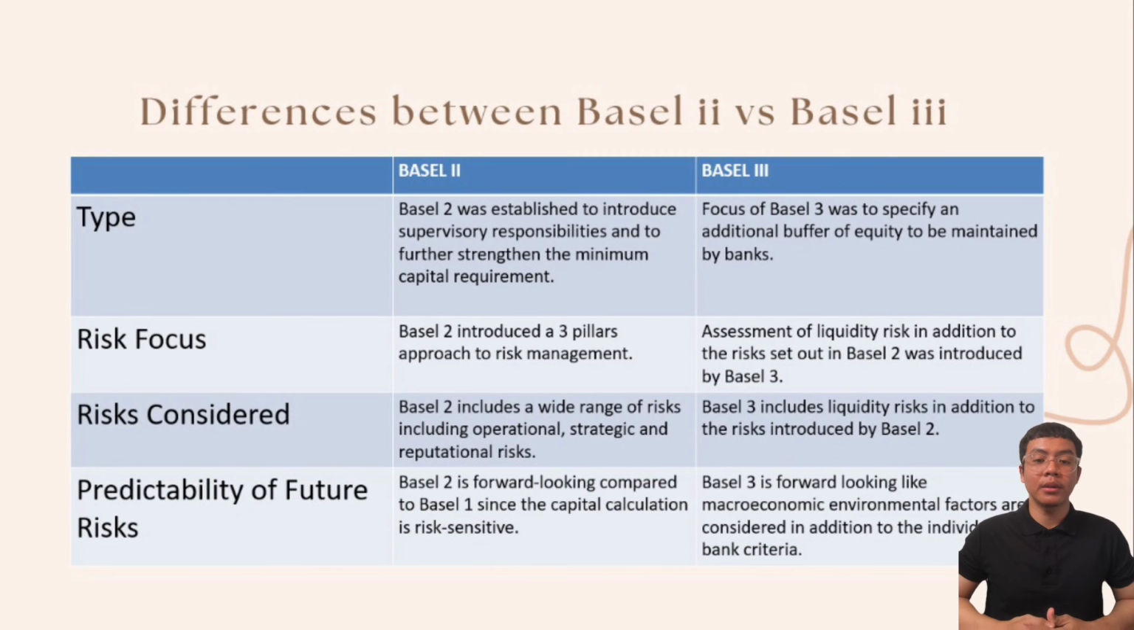I'm going to present to you the differences between Basel II and Basel III. The first one is type. Basel II was established to introduce supervisory responsibilities and to further strengthen the minimum capital requirement. Basel III focuses on specifying an additional buffer of equity to be maintained by banks.